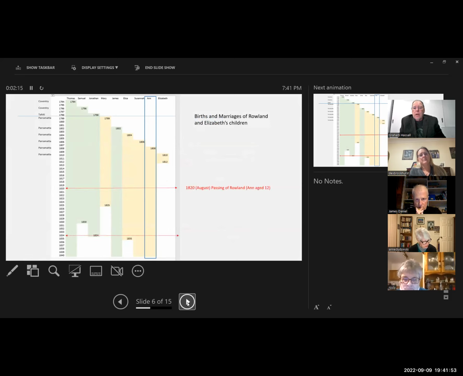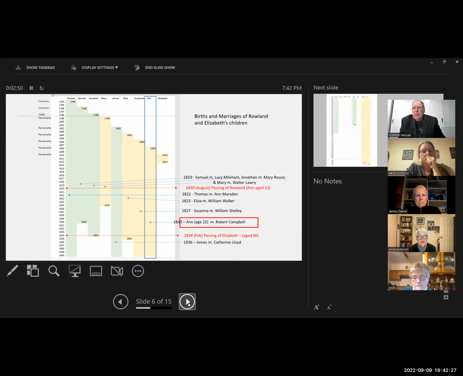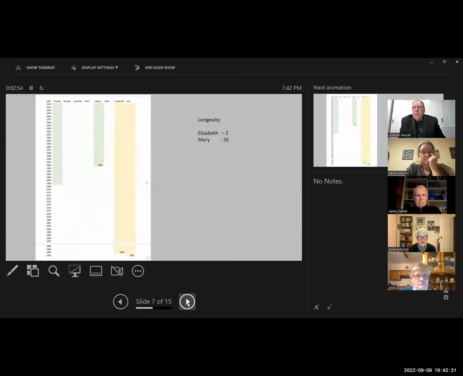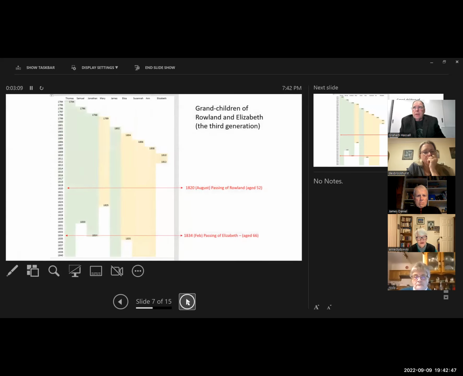Just briefly to show where Anne's lifespan fits into the family as a whole, what's coming up on the screen are the marriages of the 8 children. There were 3 who married at the same time in 1819. Thomas married in 1822, Eliza 1823, Susanna 1827, and because Anne was the youngest, in 1830 she married Robert Campbell. That's part of the story that we'll hear about tonight. And of course, James was the last to marry in 1836. There's Anne there, age 22. Now, 4 of these 8 children passed away, or in fact 5, before the age of 40, but the other 4 lived to ripe old ages, including Anne, who lived to the age of 83. So it's a remarkable life that we're going to hear about.